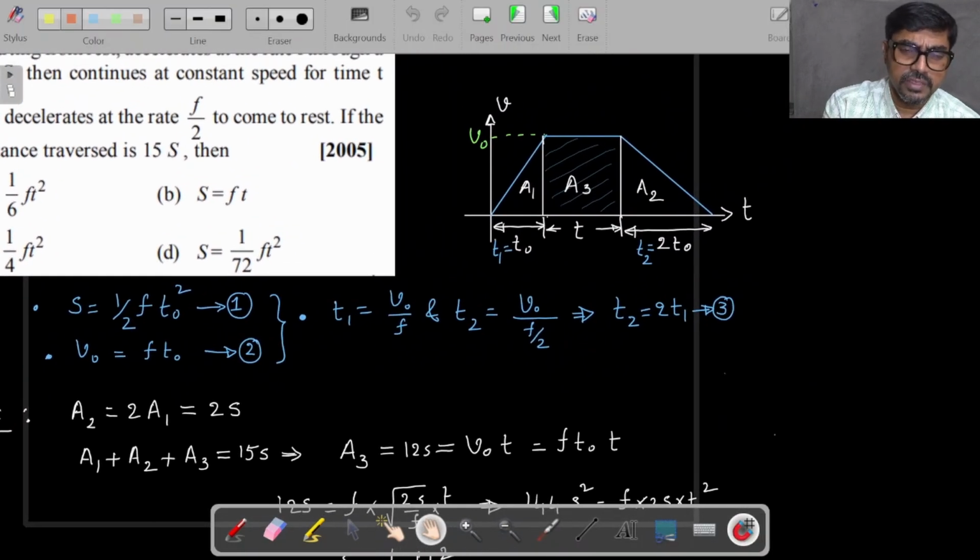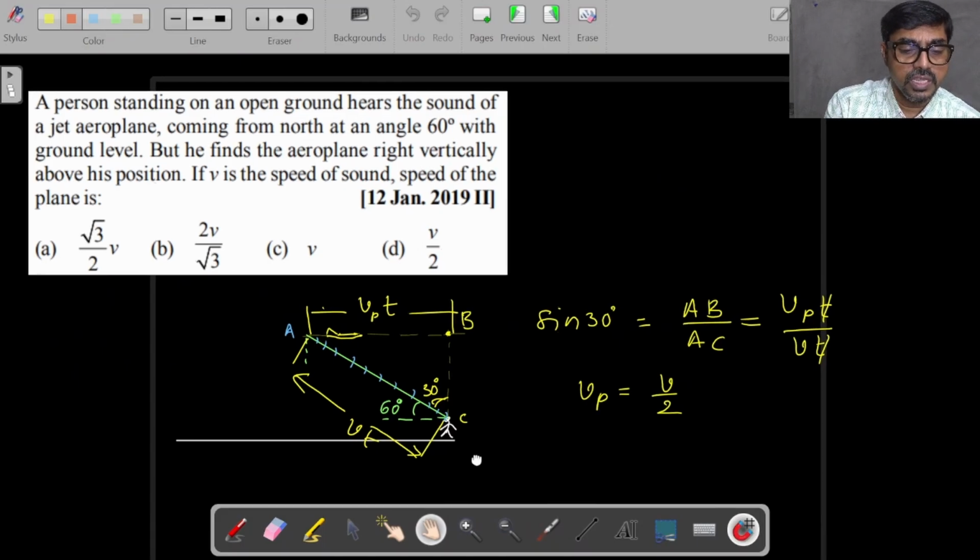So, that is what we have. This is a very nice question, graph related question, area under graph and all that. So, I think you should spend a good amount of time solving these kinds of questions, very important model. Okay, let us go on to the next question.